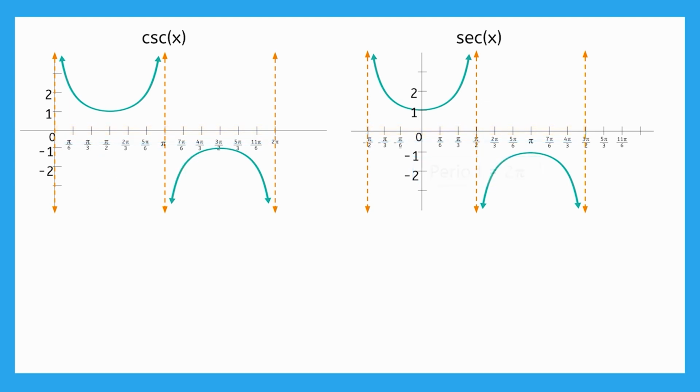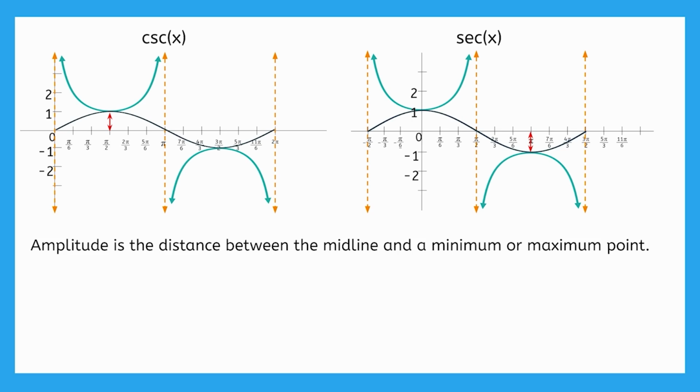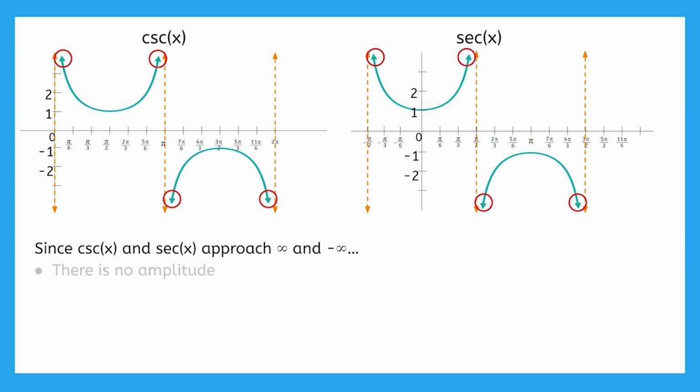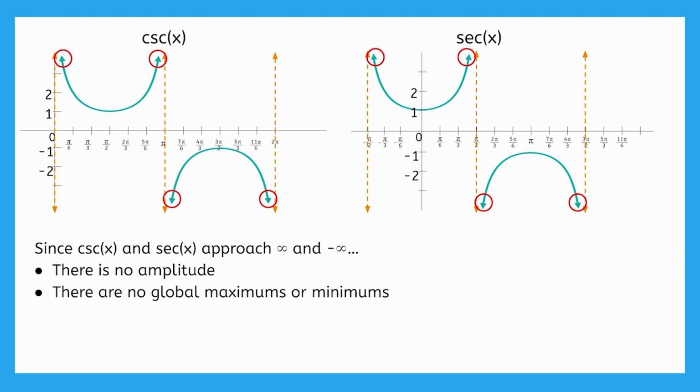With sine and cosine curves, we measured their amplitude, or the distance between the midline and a minimum or maximum point on the curve. Since secant and cosecant approach positive and negative infinity, neither function has an amplitude, kind of like the tangent function. This also means there are no global minimum or maximum values in the secant and cosecant functions.